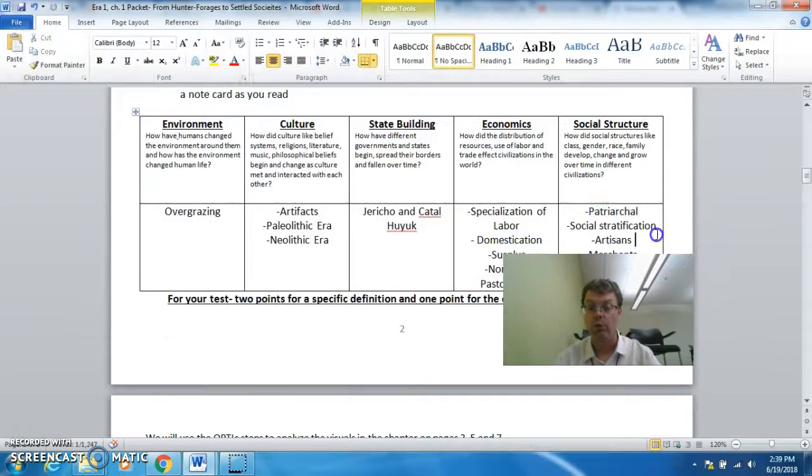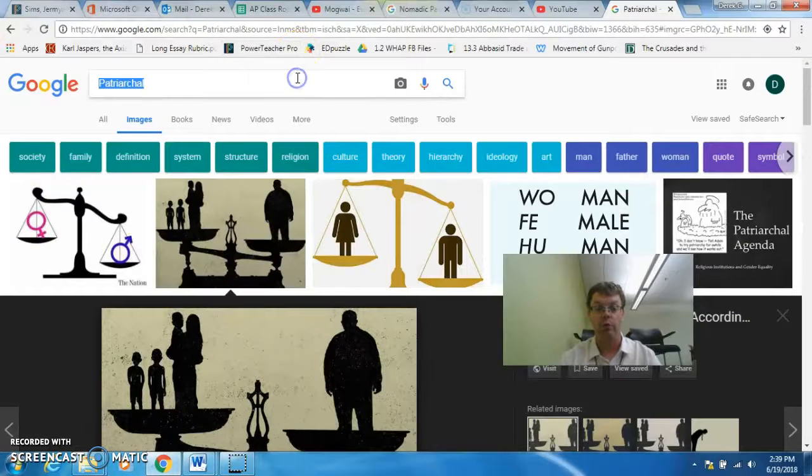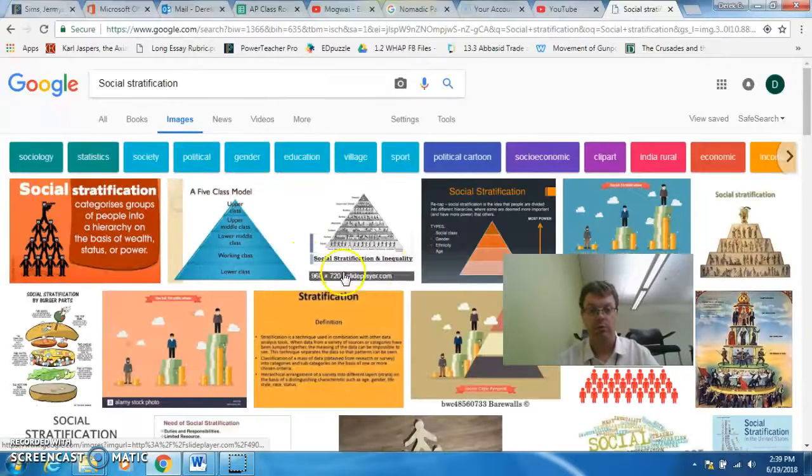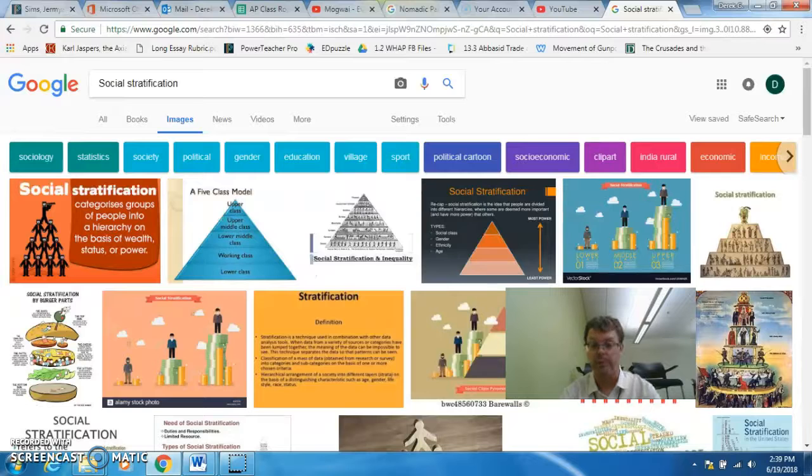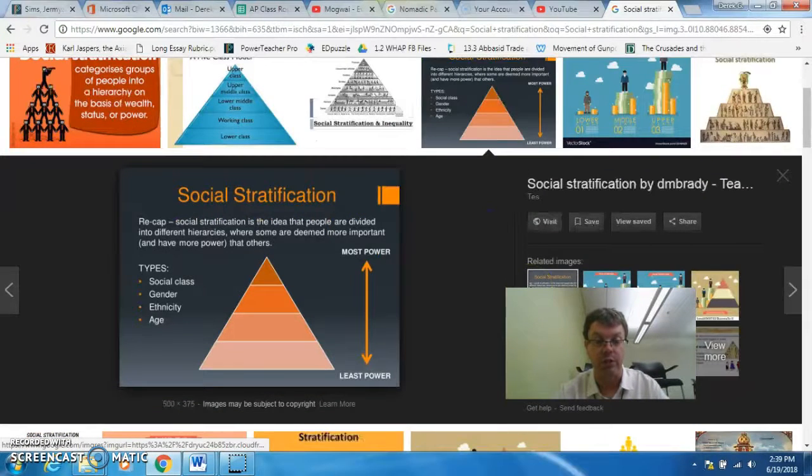Let's look at our next word, which is social stratification. And let's go see what images we get for that. Nice. So social stratification, all of these images behind me work out pretty well. Social stratification means basically breaking up society into different levels, where we have like the rich and the poor, people with power and less power. So people are divided up into different levels or hierarchies, more power on top, less power on the bottom.